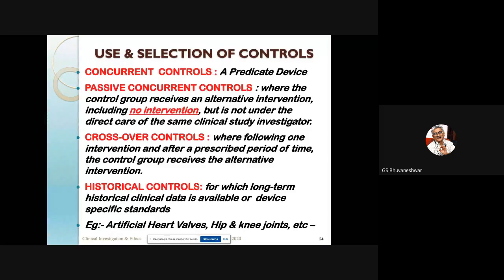So controls can be, first thing is the types of controls are concurrent controls. So where you have a predicate device, you have a new ventilator, and you want to test and find out how good it works. So you can have an existing ventilator as a predicate device and then compare your performance against that and show that your device performs equally well or better than the predicate. If you claim your new ventilator has better features, then you have to measure those outcomes and show that those definitely are working on producing a better effect.